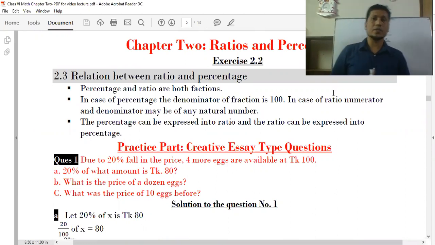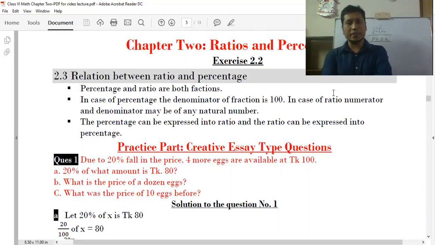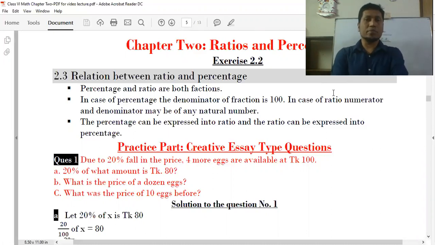Chapter 2, exercise 2.2, ratio and percentage related maths. Some basic things that you have to know. Let us discuss it now. The relation between ratio and percentage. You know, a percentage is a fraction whose denominator is 100. Ratio is also a fraction, but here the denominator should not be mentioned. Here, two quantities of the same kind will be available, as in A is to B can be considered as a ratio.